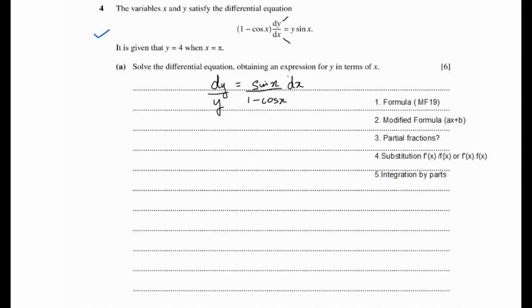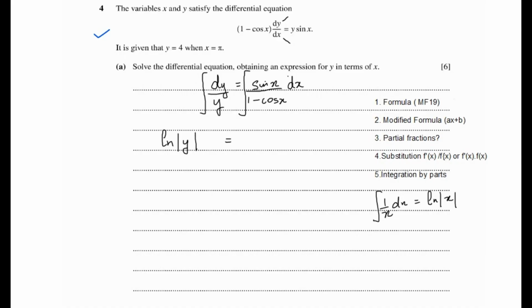So if I'm going to integrate both sides, which is the next step, so integral of dy by y and integral of sin x over 1 minus cos x dx. For the first one, 1 by y, we know there's a formula for it, which is integral of 1 by x dx is ln modulus x. So since we know that, this is with respect to y, so it's ln y equals, and now we want to think about the right hand side.